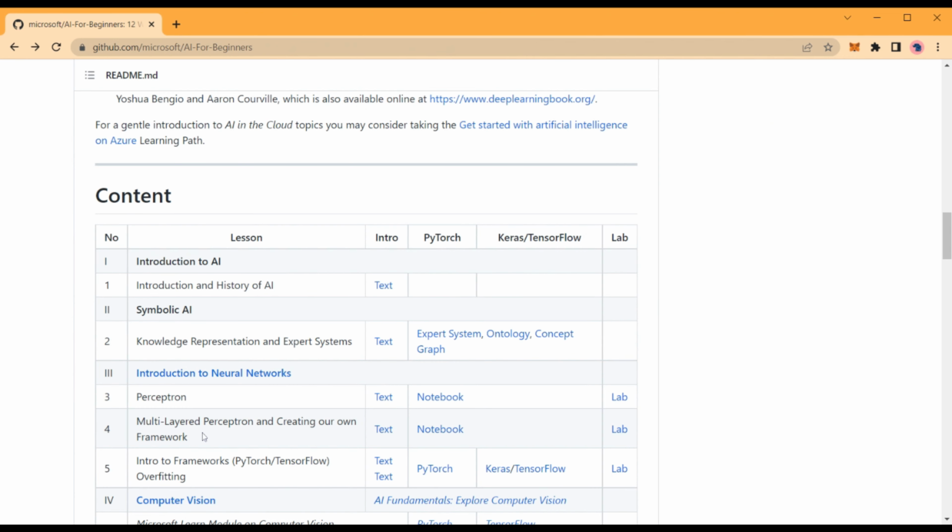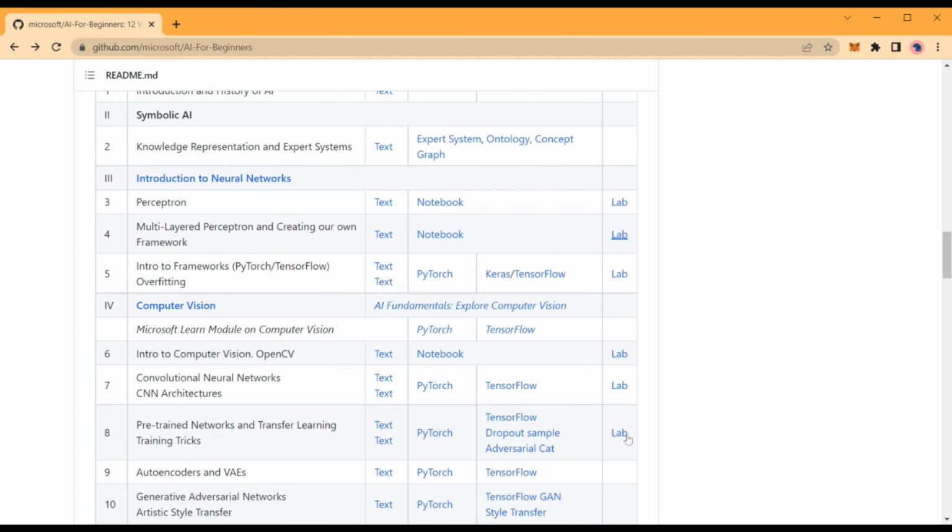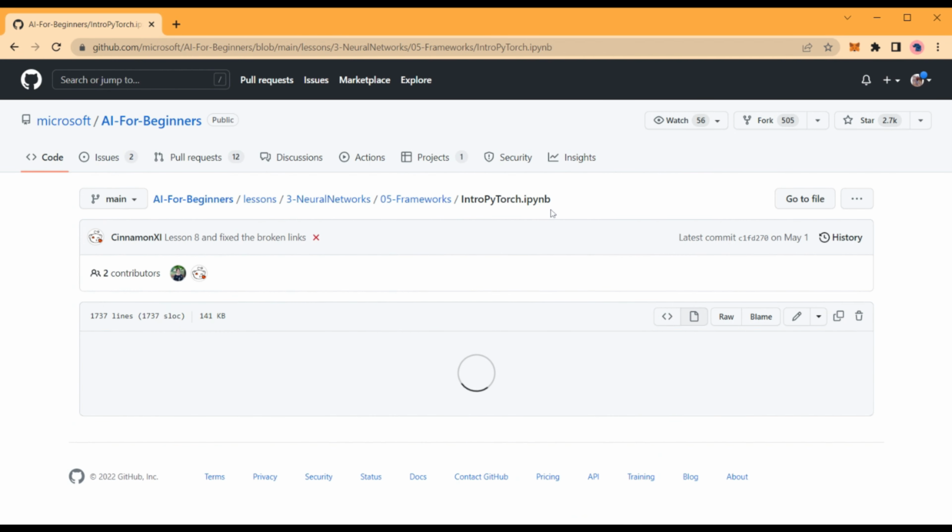Similarly, for multi-layered perceptron, we have a text that is the intro. It is in a readme block. Then we have a notebook, and similarly a lab, right? So do it serially. Don't do the lab first. Learn the intro that is written in the readme, then the PyTorch notebook, and then the lab, right? Next topic, introductive frameworks and overfitting. For introductive frameworks, we have a text, and for overfitting we have a text separately, and both of them are readme blocks. Then we have PyTorch, which is a Python notebook.